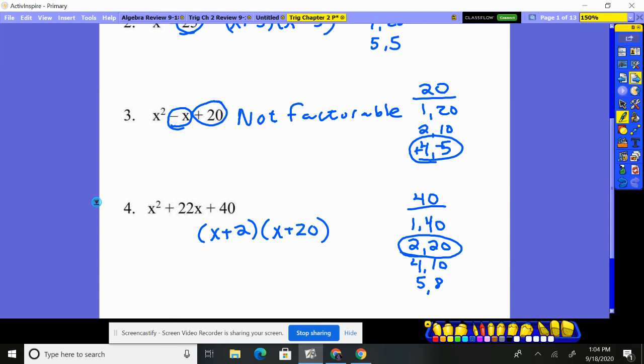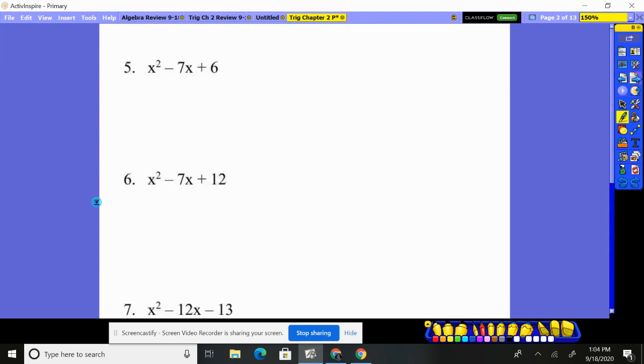Let's look at the next set of 4 problems. Problem 5. I look at a 6. I think of the factors of 6. 1 and 6, 2 and 3. That's positive, but this is negative. That tells me these are both going to be negative here. And what together gives you a -7? A -1 and a -6. So this breaks down to x times x minus 1 times quantity x minus 6.